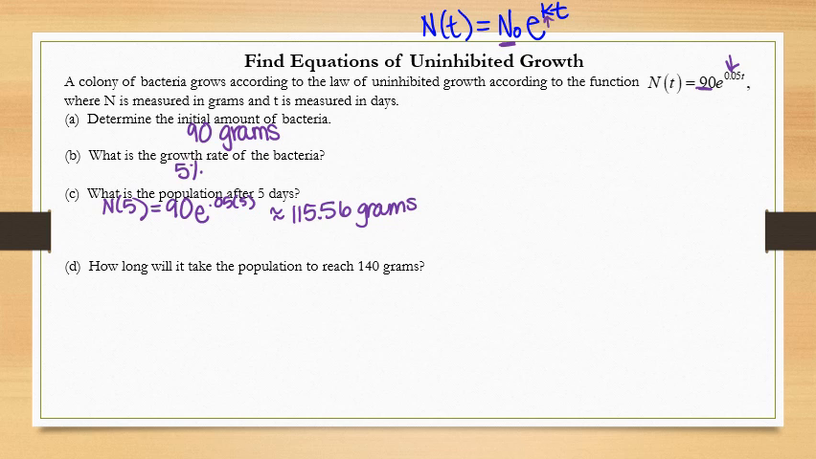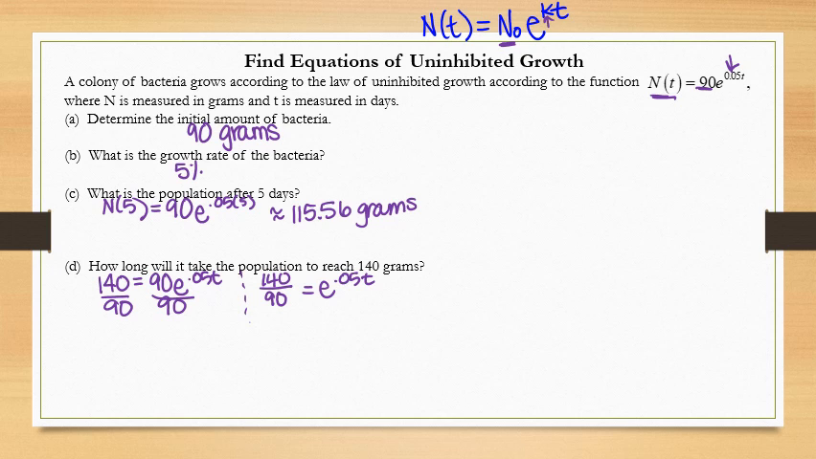How long will it take for the population to reach 140 grams? So now we're looking at this n amount being 140. And we're solving for t. So this is just an exponential equation. So we need to isolate the exponential part. And we get 140. And again, I'm not going to reduce anything or substitute this into my calculator until the very end.